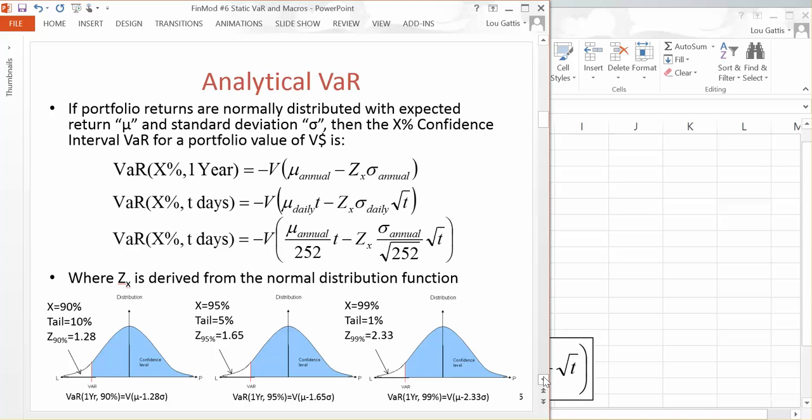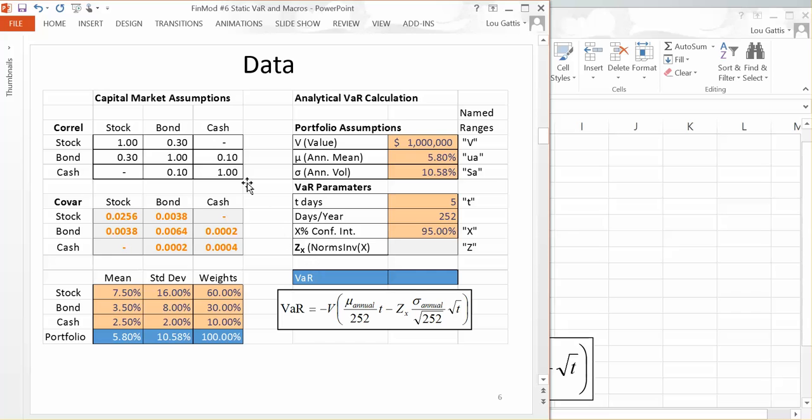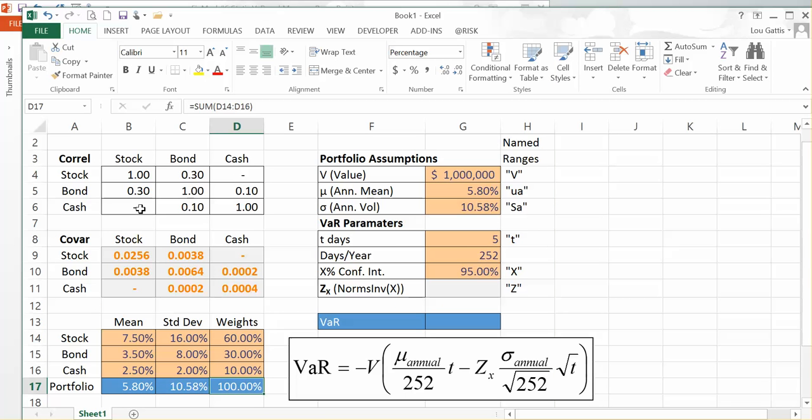So let's do a simple example. We'll take this data, we'll put it in Excel. So I have correlations between stocks, bonds, and cash. I have estimated volatilities of stocks, bonds, and cash of 16, 8, and 2. Based on my correlations and my volatilities, I compute the covariance matrix of stocks, bonds, and bills, which was covered in an earlier topic.